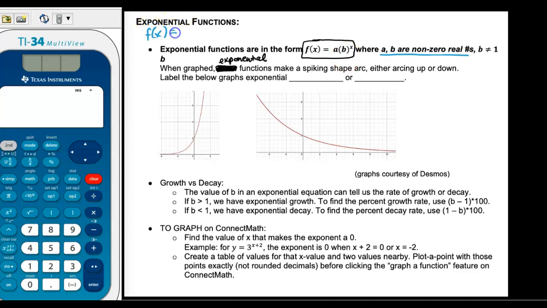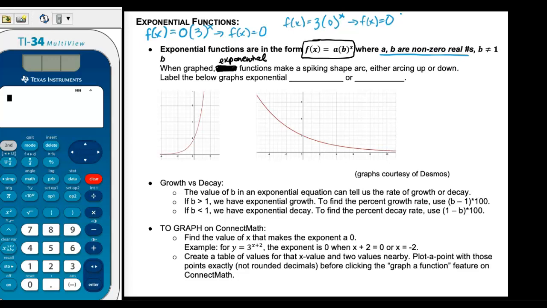So let's say a was 0. So maybe we have 0 times 3 to the x power. Well, 0 times anything is just 0. So that really would just be f of x equals 0, which is really just a straight line. It's not exponential. And if we had b as 0, then we'd have f of x equals, let's say, 3 times 0 to the x. Again, 0 to any power, times 3, is just 0, so we would still have f of x equals 0. So that's why those conditions are there. We don't want those numbers to be 0.